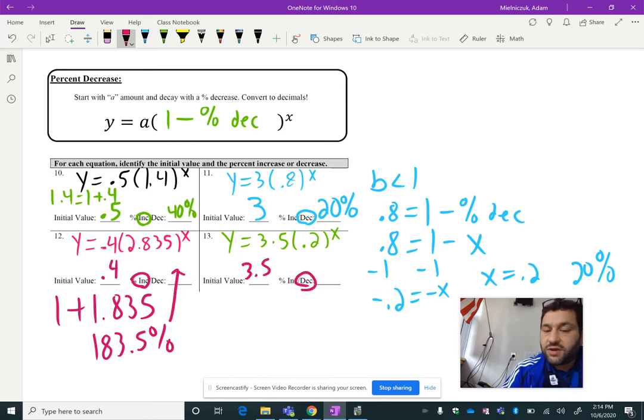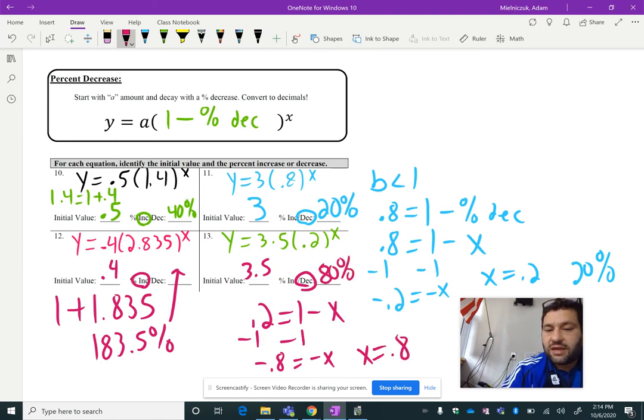And for the last one, our initial value is 3.5. It's a decrease. And we know that 0.2 is equal to 1 minus what we're going to call x. So I subtract 1 to get negative 0.8 equals negative x. So x equals 0.8, meaning a decrease of 80%.